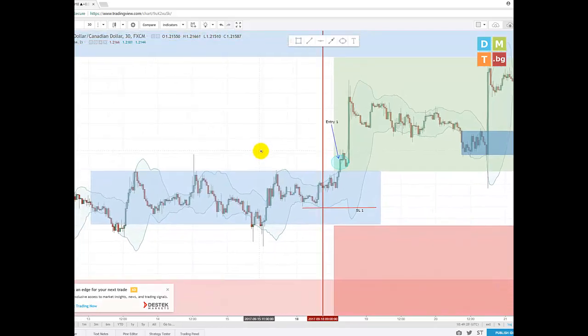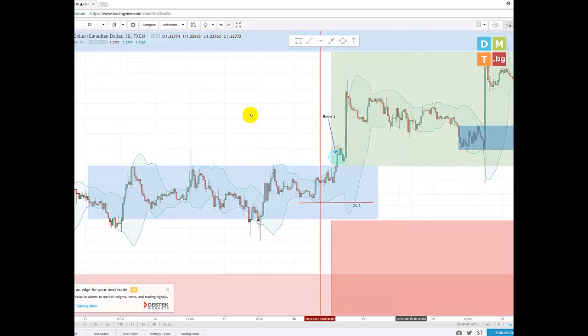So as you can see here, again, our first entry would have been the break of this range formation, consolidation formation, depends how you want to call it, and also the break and the expansion of the Bollinger Bands. Now I would place my stop loss right here because this was the last bottom, below the last bottom the price made before breaking.